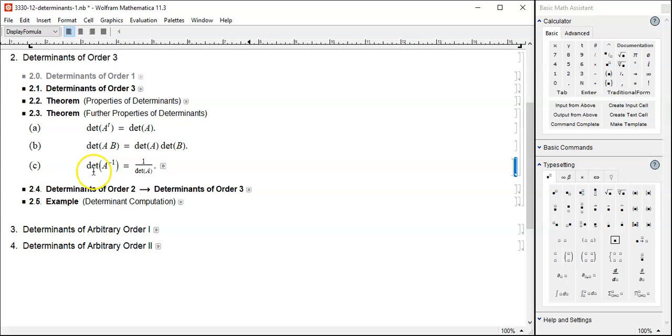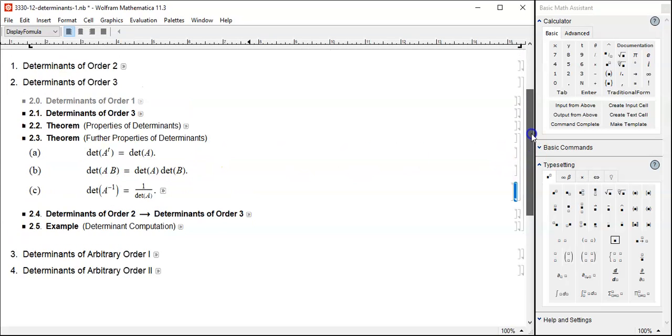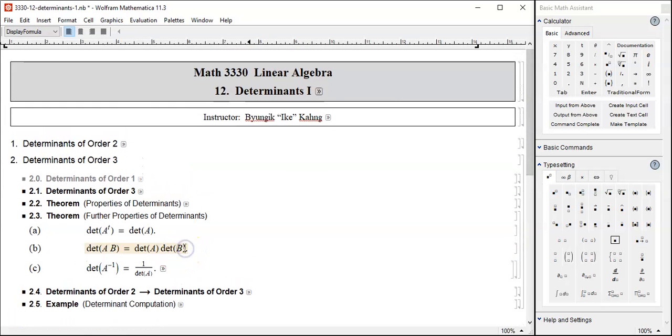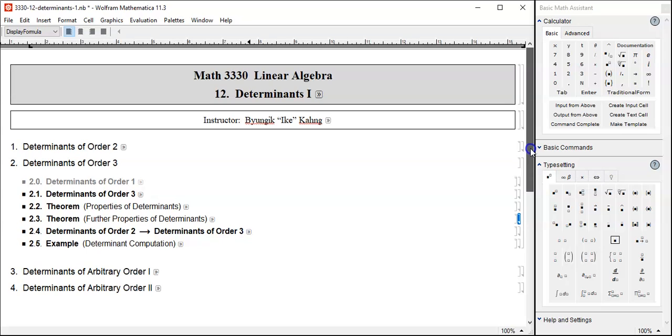Next, determinant of inverse matrix, 1 over determinant of the original. As a matter of fact, this is not too bad. If we prove this, then determinant of A inverse times A is going to be determinant of identity, so it'll turn out okay. I think I gave you a bit too much hint already.